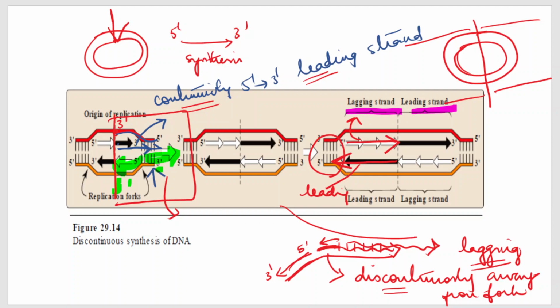So don't get confused with this diagram. On one side it is a leading strand, on the other side it will be the lagging strand, because the replication fork is on both the ends. So hope you understand this picture. So this is the leading strand and the lagging strand.